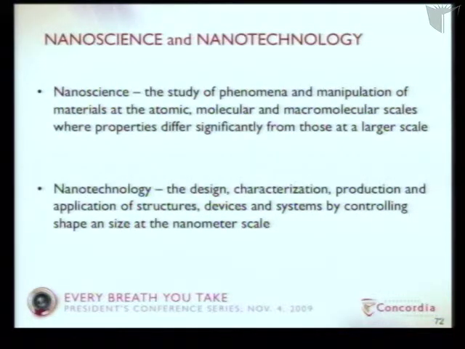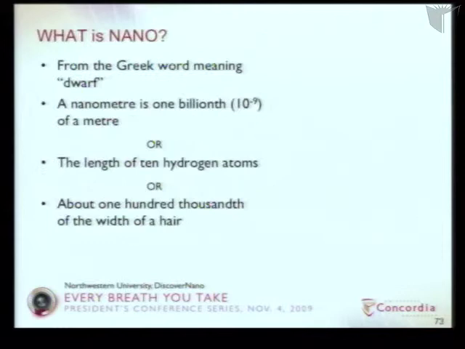As you can see on the screen, nanoscience is the study of phenomena and manipulation of materials at the atomic, molecular, and macromolecular scales where properties differ significantly from those at a larger scale. And then we have nanotechnology, which is really the design, characterization, production, and application of the structure, devices, and system controlling the shape and size at the nanometer scale.